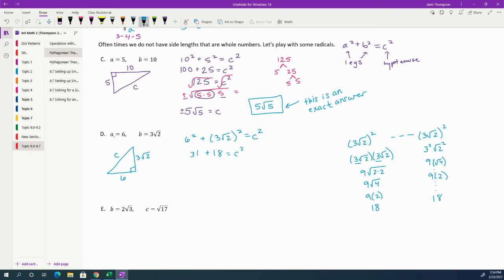6 squared gives me 36. 36 and 18, if you can't do that in your head, do it on a scratch piece of paper. 8 and 6 gives me 14. 1, 3, and 1 gives me 5. Square root and square root.